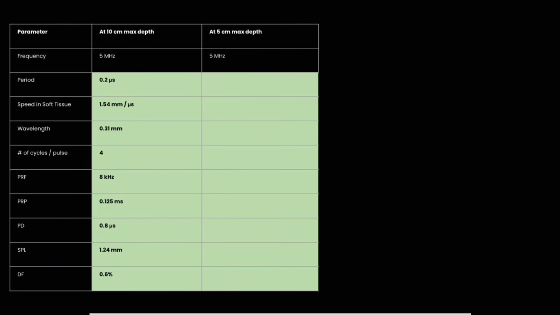Now I'm going to give you a little secret here. The only values that could change based on depth are PRF, PRP, and duty factor. All the other values are going to be exactly the same because they have no relationship to the depth of the machine. This really shows us that it's important to understand the relationships between the different parameters so you can discuss how if one thing changes, another might change or it might not change. Let's go ahead and finish up the chart by calculating our PRF, PRP, and duty factor.